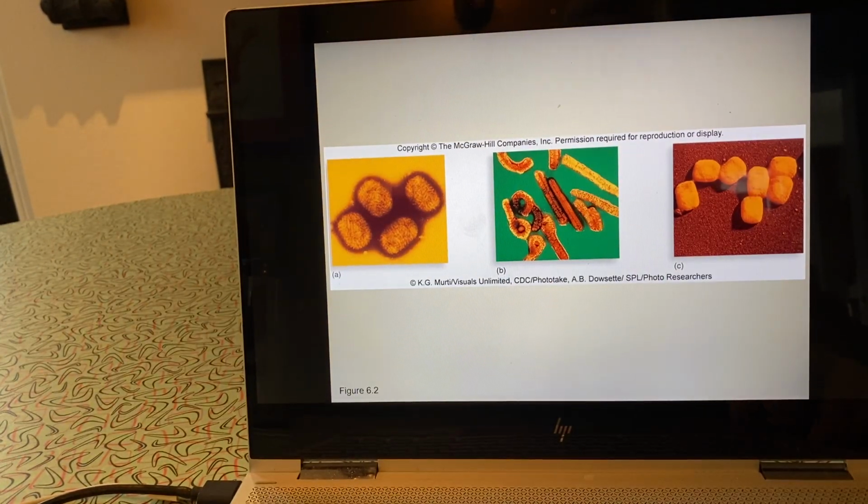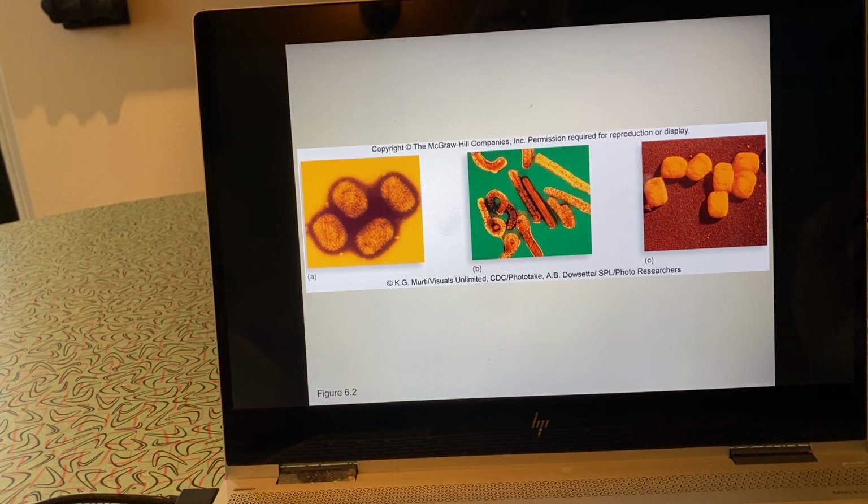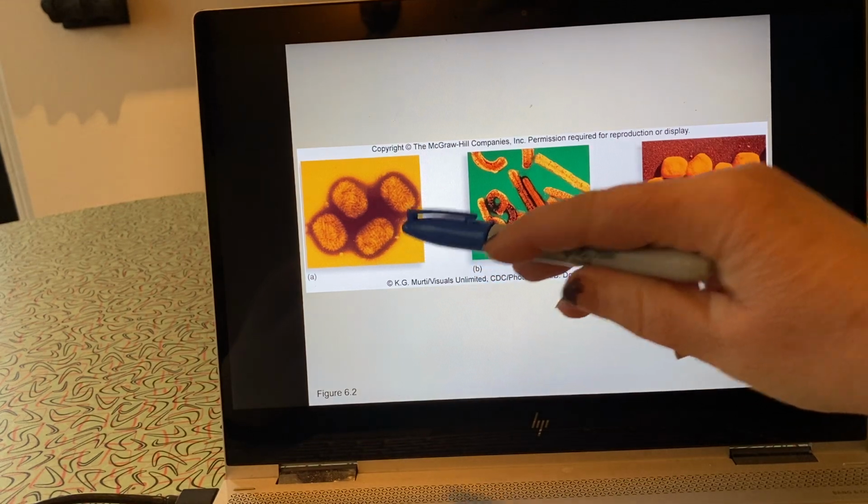So here's some examples. The other thing I wanted to show you is that even when these were seen under the electron microscope, they still had a really unique appearance. When you look at these, they're very crystalline in structure, and that's because of the capsomers that are forming the capsid. They all fit together like little puzzle pieces. You can see it a little better over here.